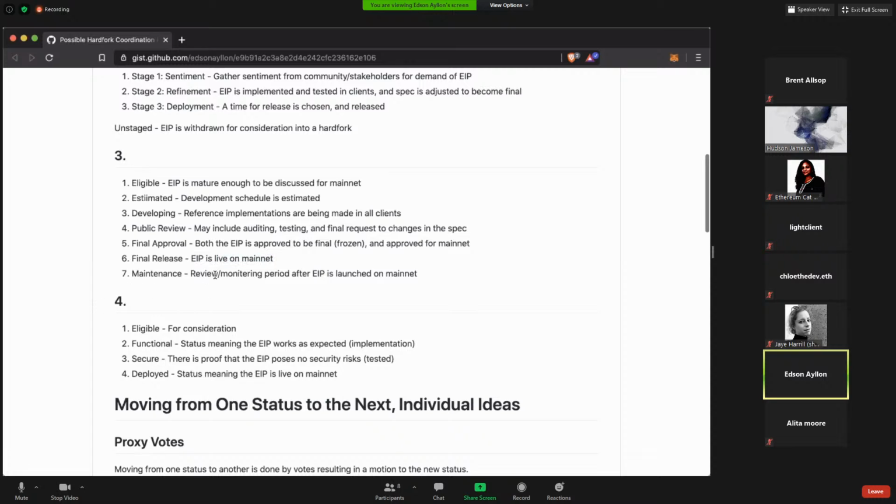And maintenance, we monitor the EAP to see if it is working as expected. And yeah, for a period of time, it might be a couple months or something. Any questions about that?